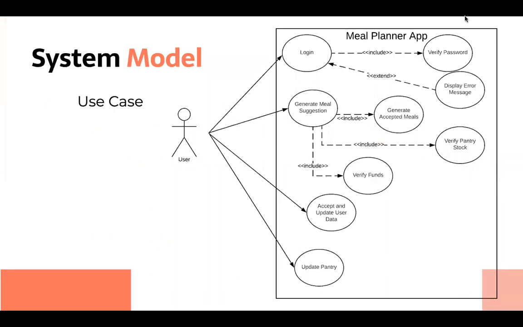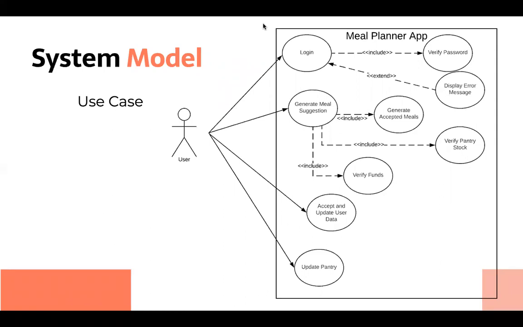Use case. So the user will use the app to do 3 main things: generate the meal suggestion, update the personal information, and update the pantry. Now, in order to give a personalized experience, we have put in place a login functionality. This is to ensure that someone cannot view the personal information of the customers. So they'll need to, of course, enter their password, and if the password is incorrect, it will display an error message.